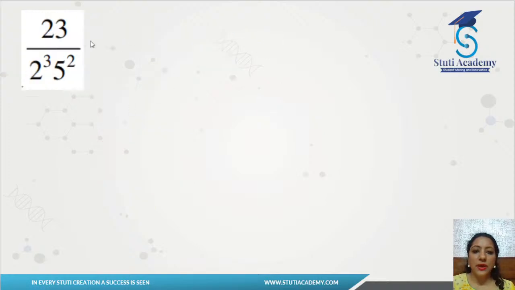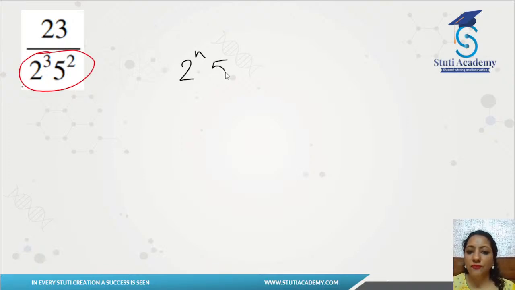Now let's observe this one. So this one is already done for you. You don't need to prime factorize this. Just observe that the denominator is of the form 2 raised n, 5 raised m. We have 2 and 5 both, but nothing else except that. So this is the case of terminating decimal expansion.